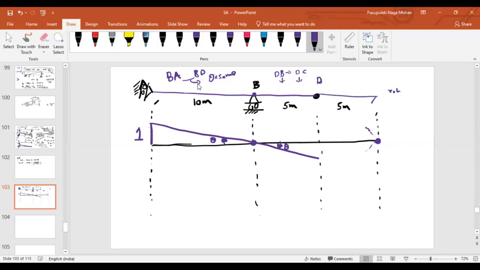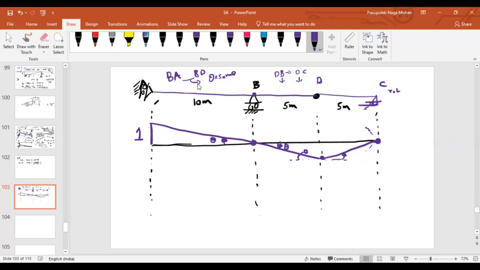Now, at this support, rotation is allowed, but deflection is 0. Then at this spot, how may it deflect? It may join like this. Now you can see here. What is the rotation in member DB? For member DB, the rotation is clockwise. For member DC, what is the rotation?